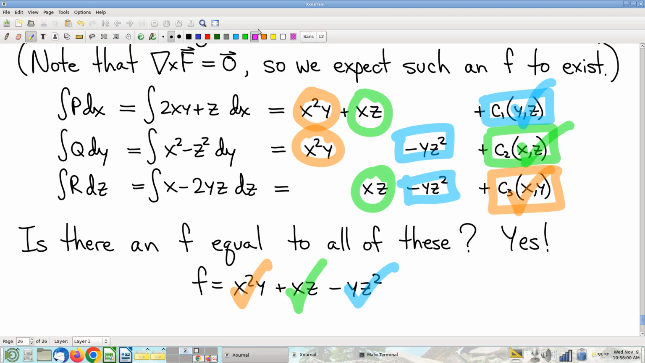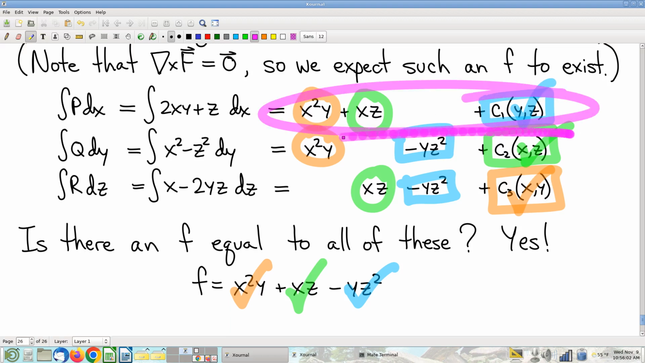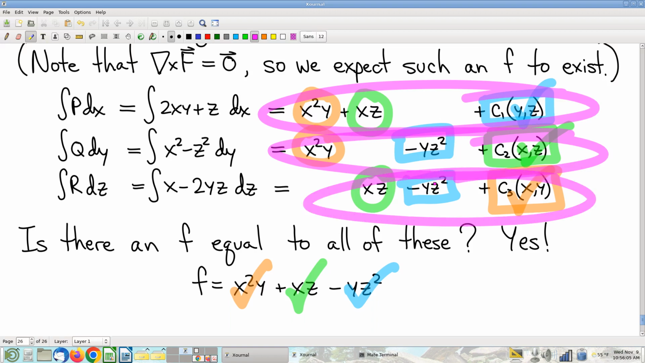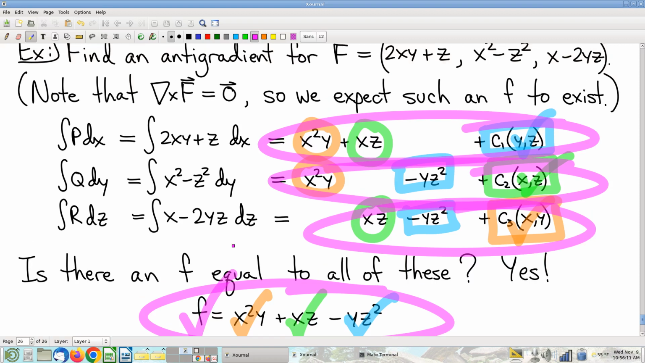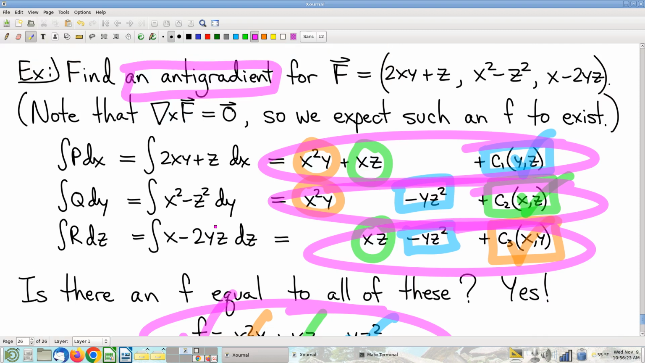This worked. That is equal to this is equal to this is my antigradient. So I've found the antigradient. That's how you do it. By the way, of course, obviously, this process will not work if there is no antigradient.